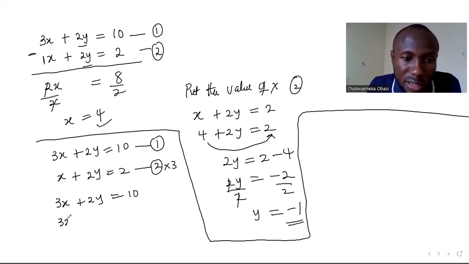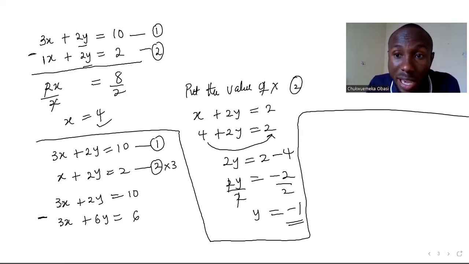So you have 3x. Multiply 2y by 3, you have 6y. And you multiply 2 by 3, you have 6. Now, you see the quantities of x are the same, so I can easily eliminate it. So I put my negative sign here because that's what will take the x term out from this equation.